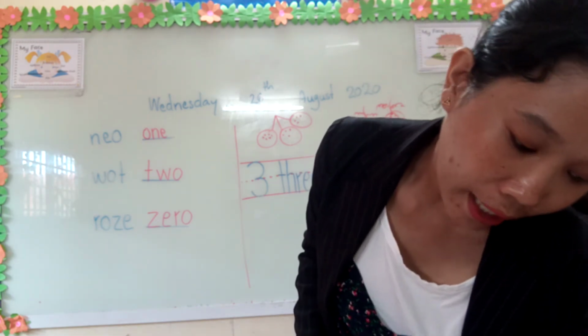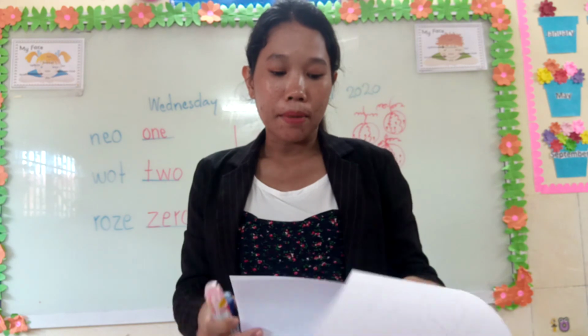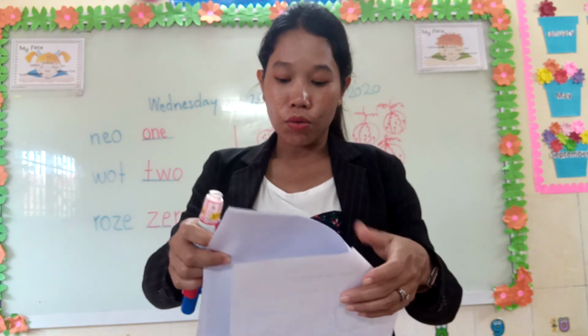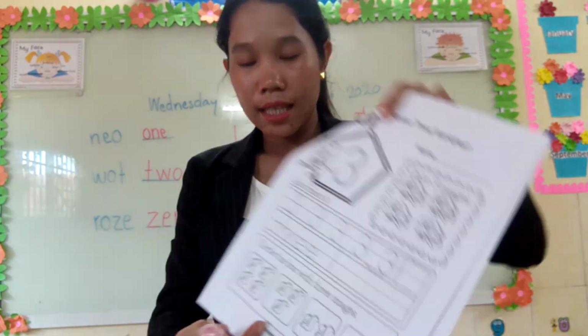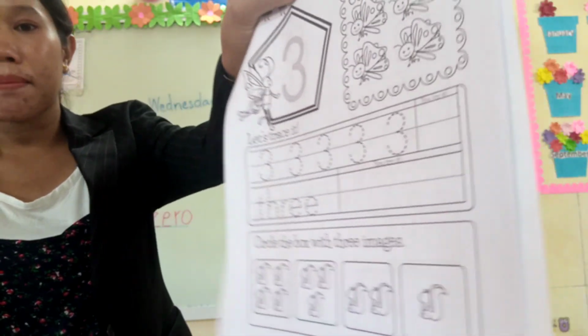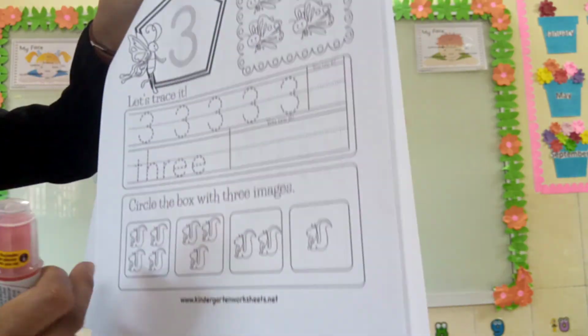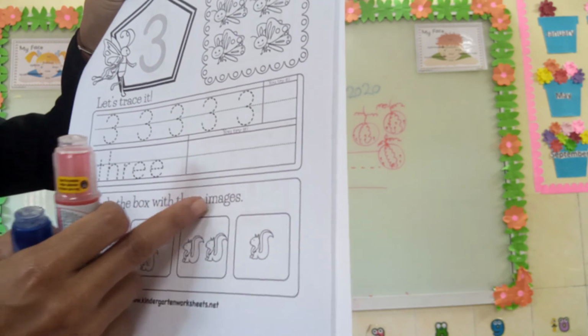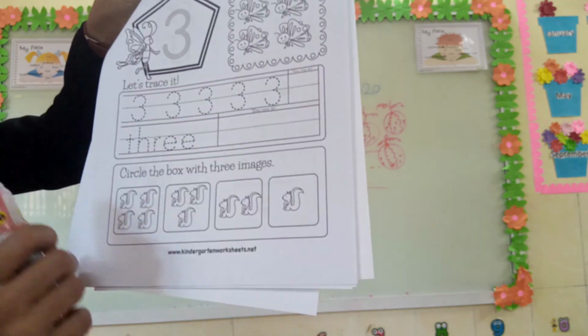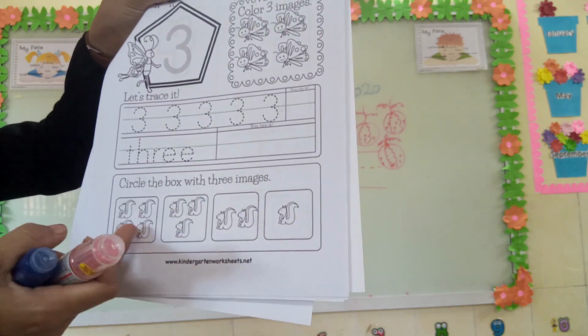Okay, so don't forget to copy the number 3 and the word three into the workbook for one page. And this is our worksheet, practicing number 3 and the word three. So circle the box with the 3 images. Which one has 3? Please circle it, and you can color.